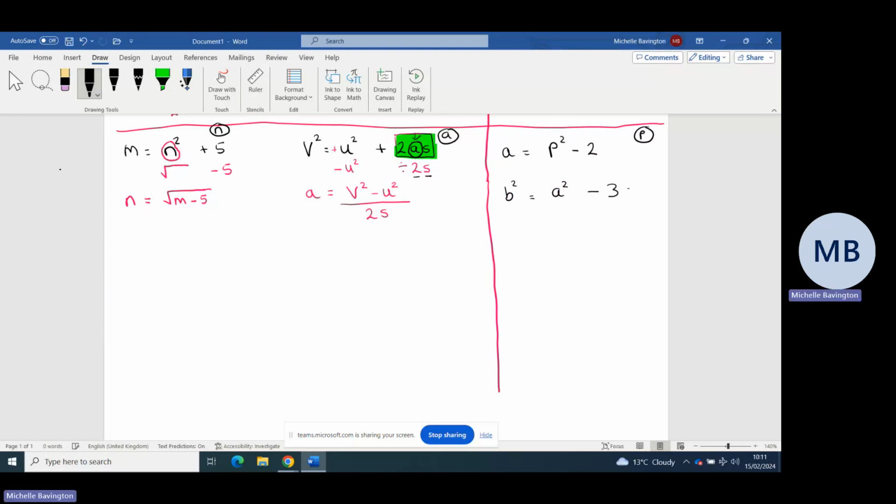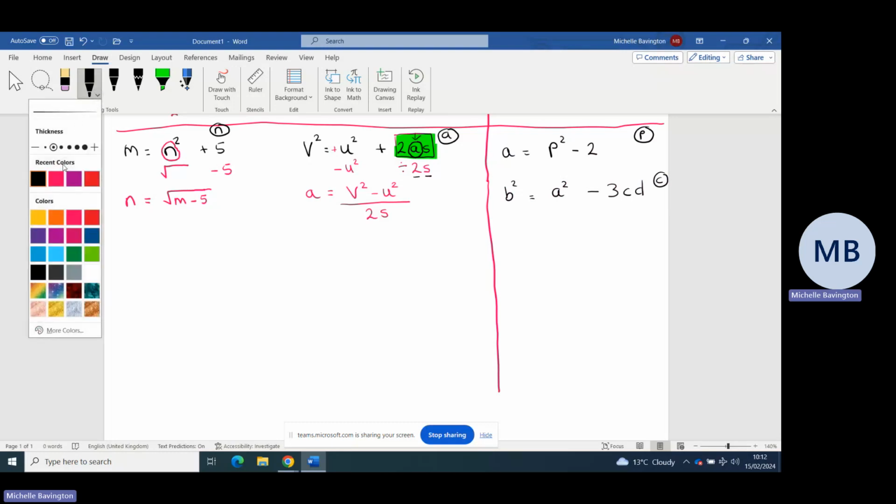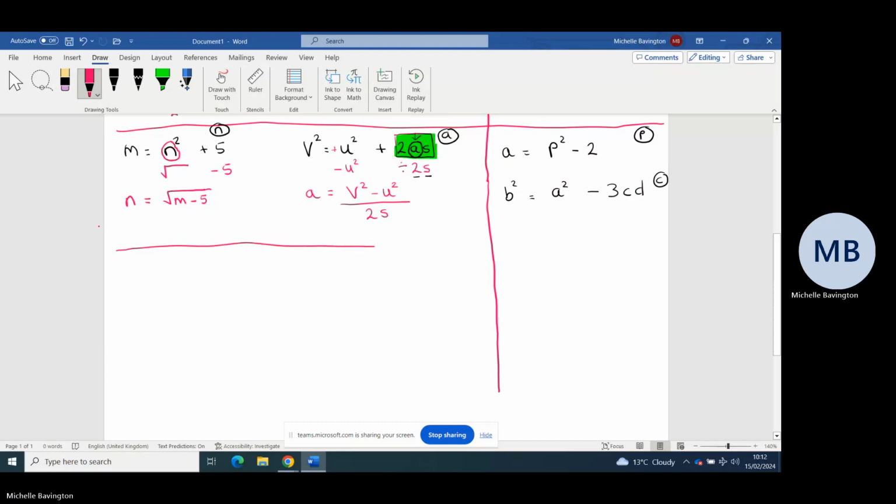minus 3CD. Make C the subject. So very similar, just so you can practice. And what we can do in class, we can just make some up and you can have a recap. Okay, now we'll do the last one, and this is trickier. Just remember your rules.